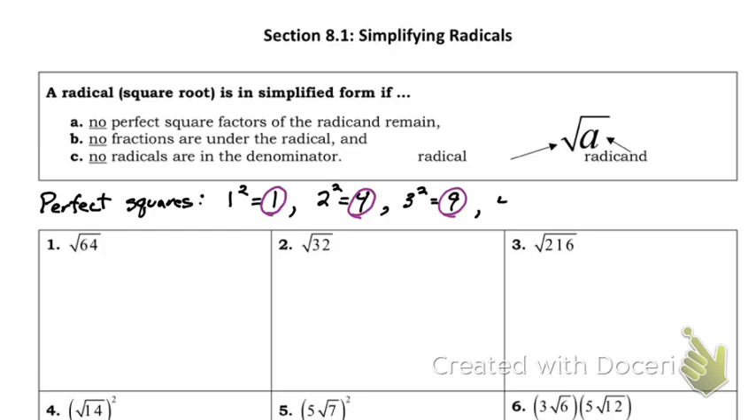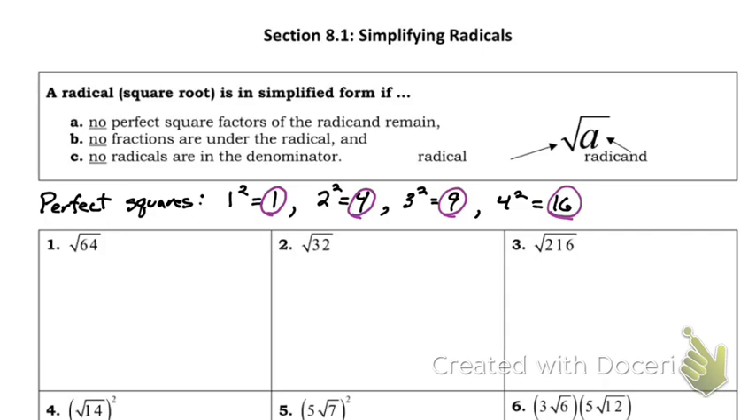We also have 4 squared, which equals 16. 5 squared is 25. 6 squared is 36. 7 squared, 49. 8 squared, 64. 9 squared, 81. 10 squared is 100. 11 squared is 121. 12 squared is 144.